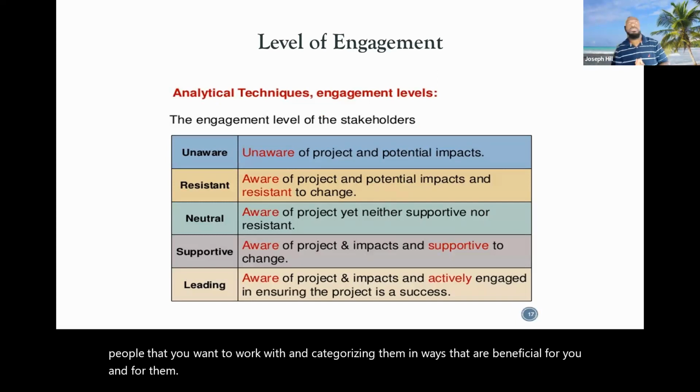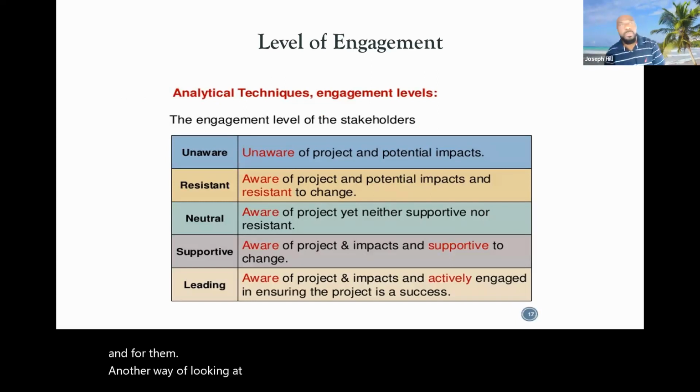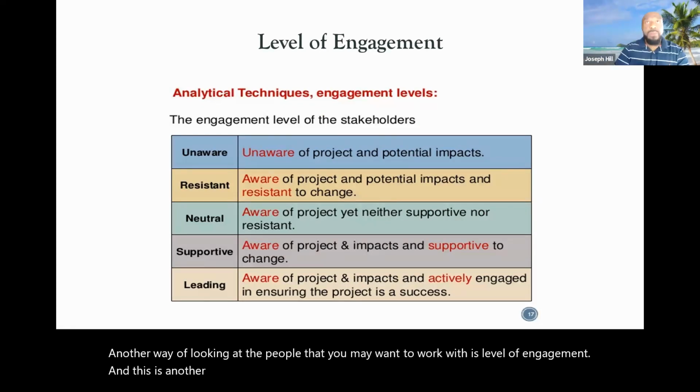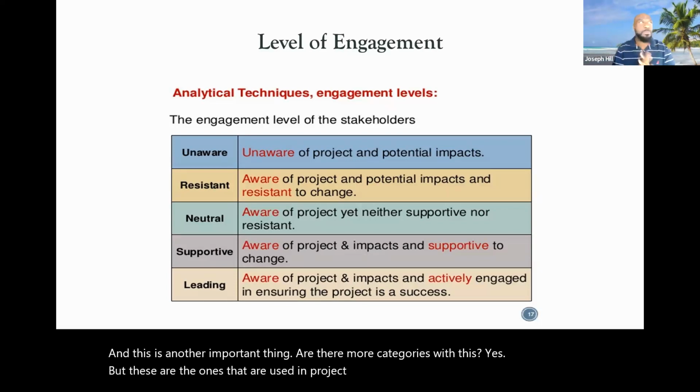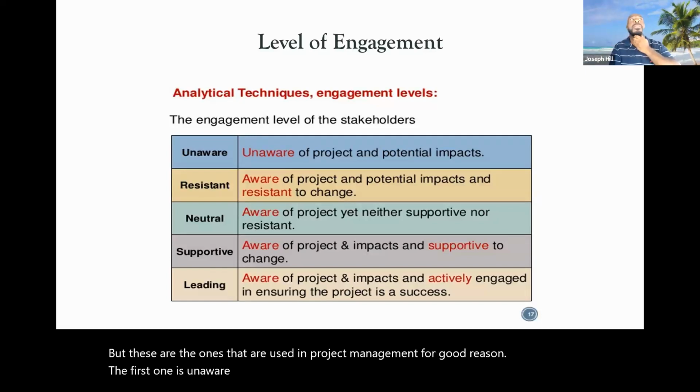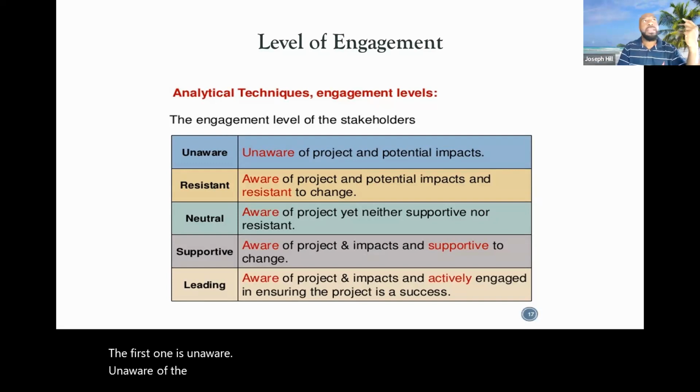Another way of looking at the people that you may want to work with is level of engagement. And this is another important thing. Are there more categories with this? Yes. But these are the ones that are used in project management for good reason. The first one is unaware. Unaware of the project and the potential impacts.